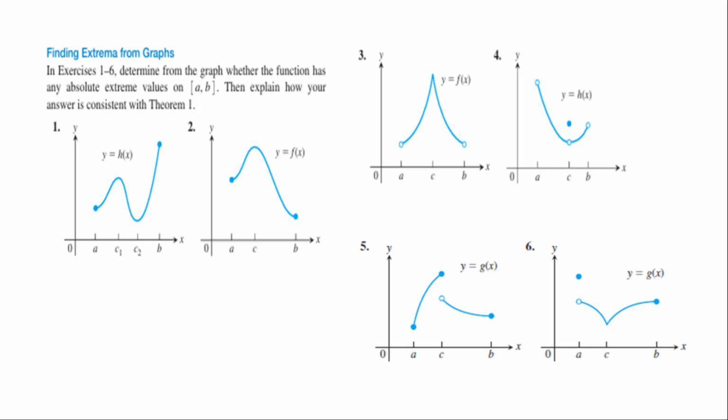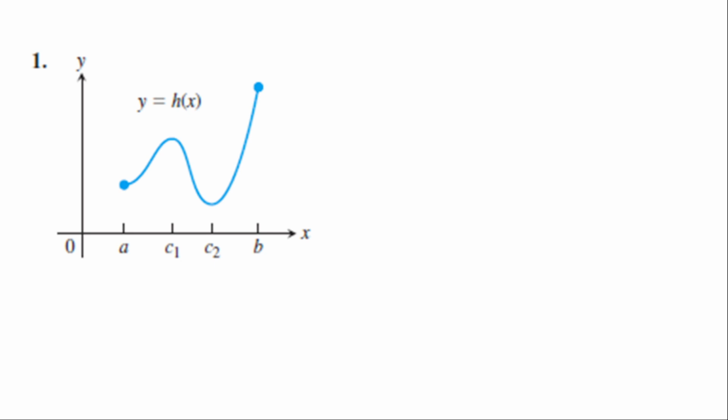Hi, in this video I would like to discuss the absolute extreme values. Suppose the given problem is: determine from the graph whether the function has any absolute extreme values on closed intervals a to b. Then explain how your answer is consistent with theorem 1. Here are a few examples, six examples. Let us see one by one.